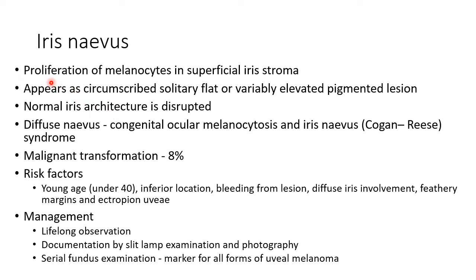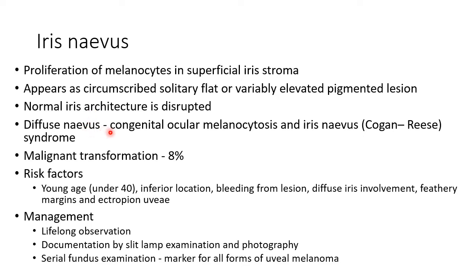First, let us discuss about iris nevus. It is proliferation of melanocytes in superficial iris stroma. It appears as circumscribed solitary flat or variably elevated pigmented lesion. The normal iris architecture is disrupted in case of iris nevus.